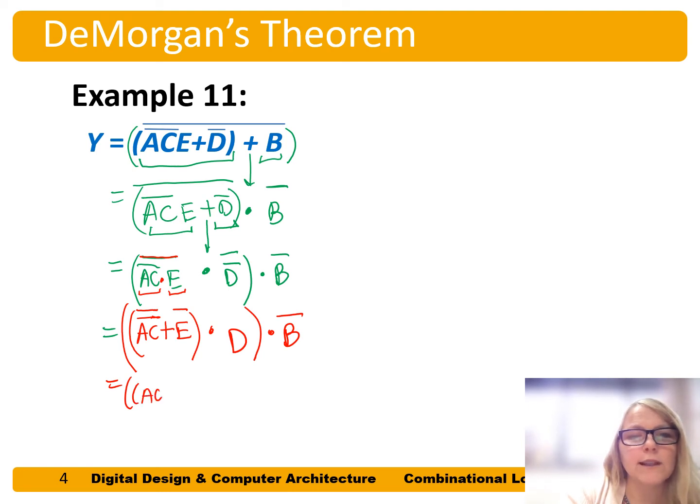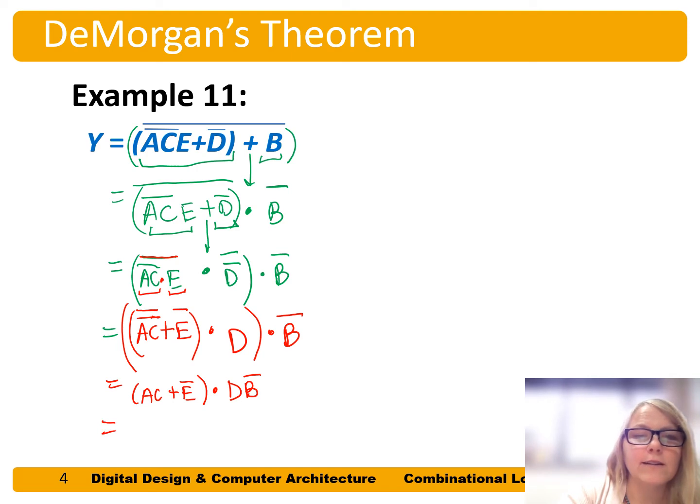AC bar bar is equal to AC or E bar, and D. I know I can get rid of associativity there, since these are all terms that are ANDed together, D and B bar. And it's still not in minimized SOP form, but getting close.